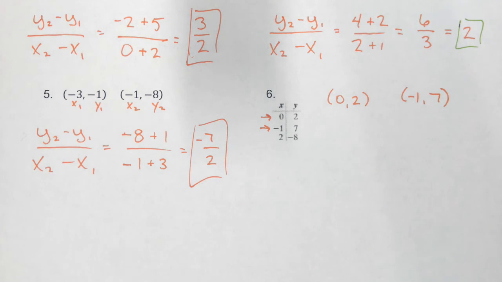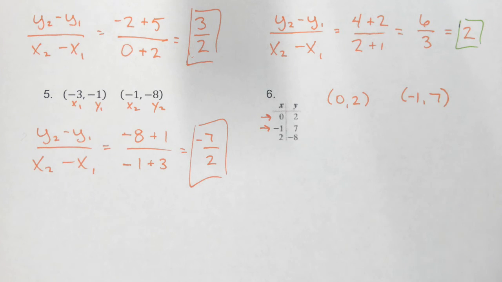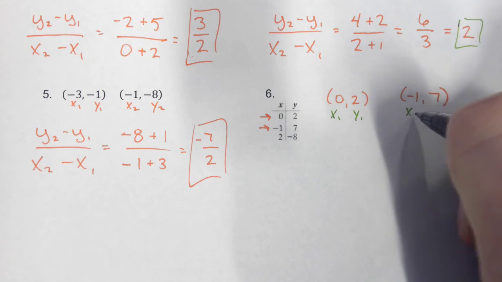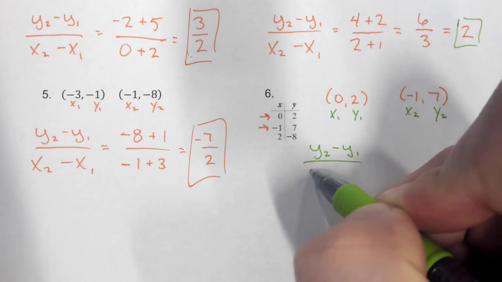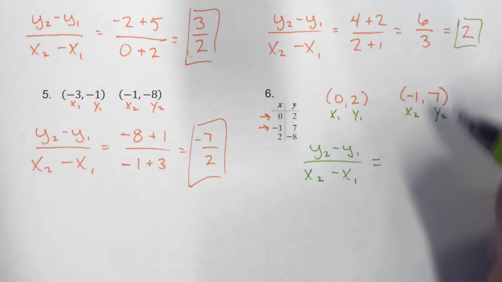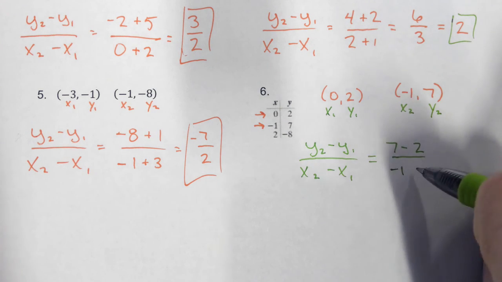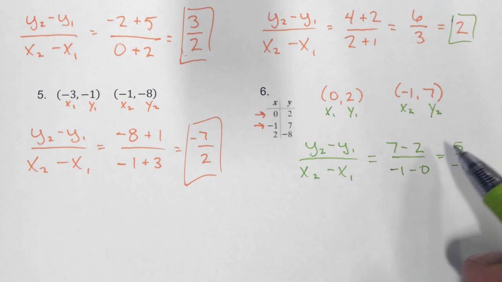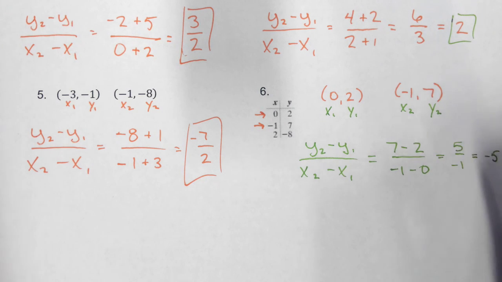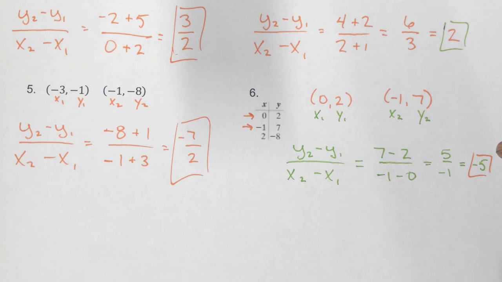Somebody else picks two different ones, or use that bottom one with one of the others, and see if yours comes out to be the same. All right, so I've picked my two coordinates. I'm going to label them x1, y1, x2, and y2. Then I'm writing down the formula, y2 minus y1 over x2 minus x1, and I'm going to plug them in. y2 is 7 minus y1 is 2 over x2 is negative 1 minus 0. That's 5 over negative 1. That's awkward. 5 over negative 1 is really negative 5. Whoever did the other coordinates, did you get negative 5 as well? Then you did it correct. Good job.